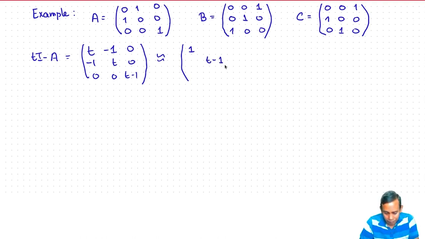To compute the third element on the diagonal, we just have to compute the determinant of this matrix and divide by t minus 1. The matrix is block diagonal, so the determinant is easy to compute. It's t squared minus 1 into t minus 1. So dividing by t minus 1, we get t squared minus 1.